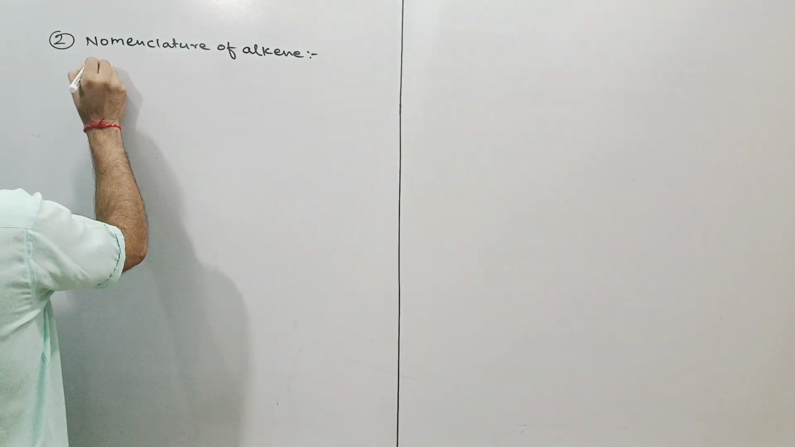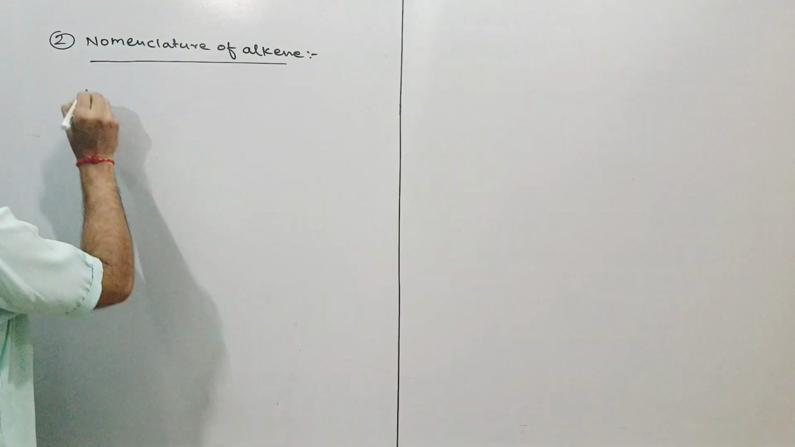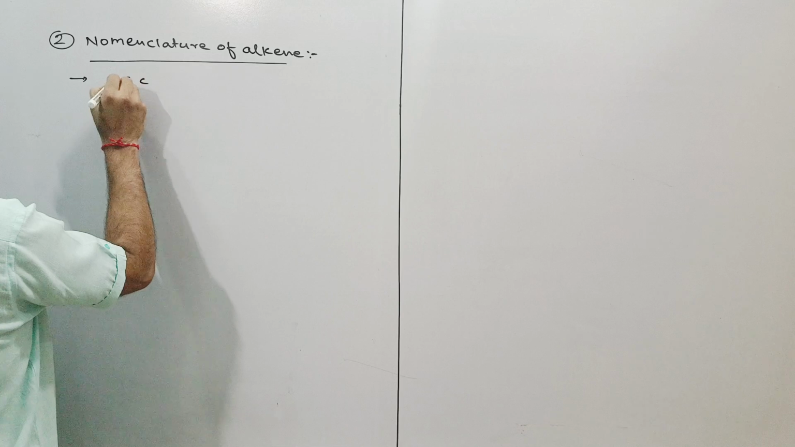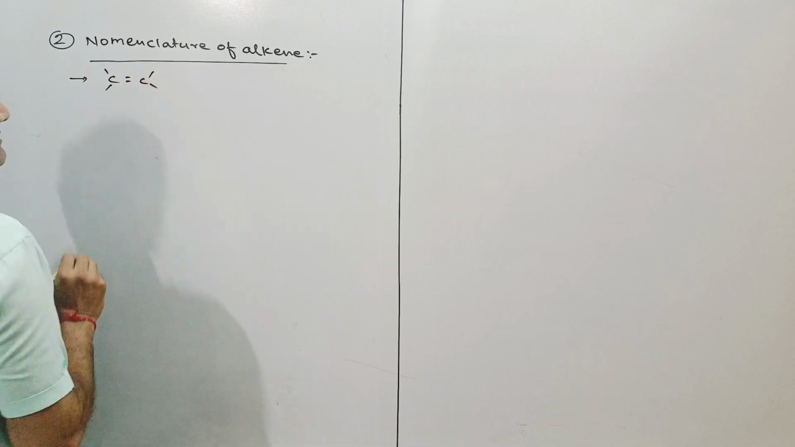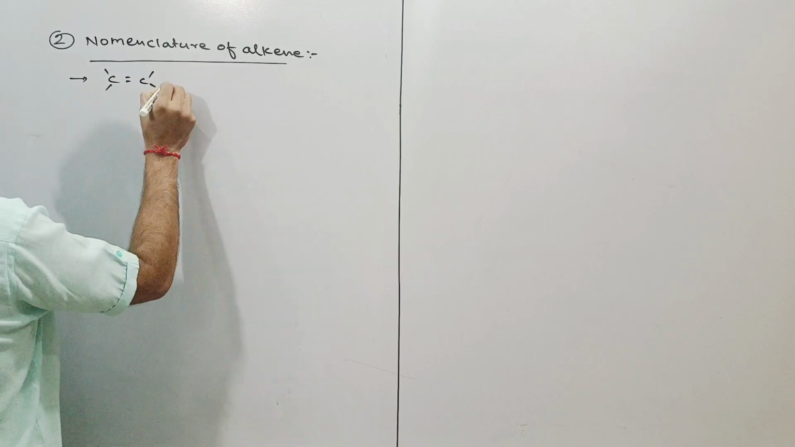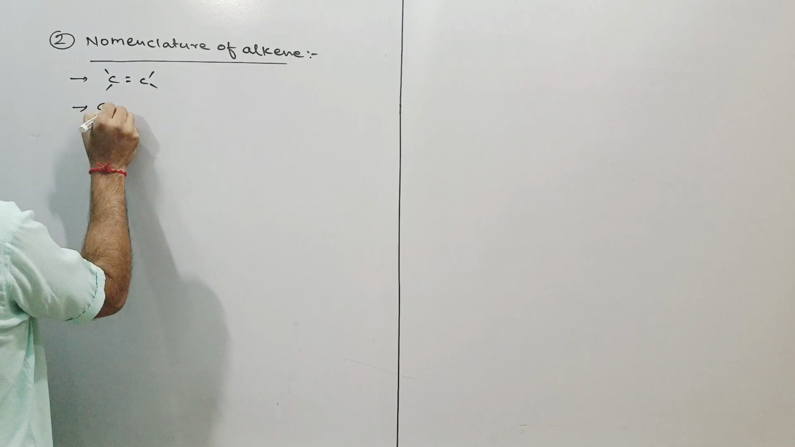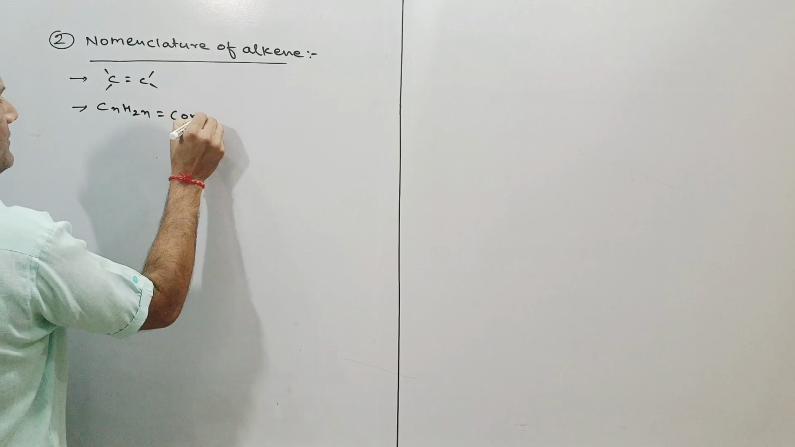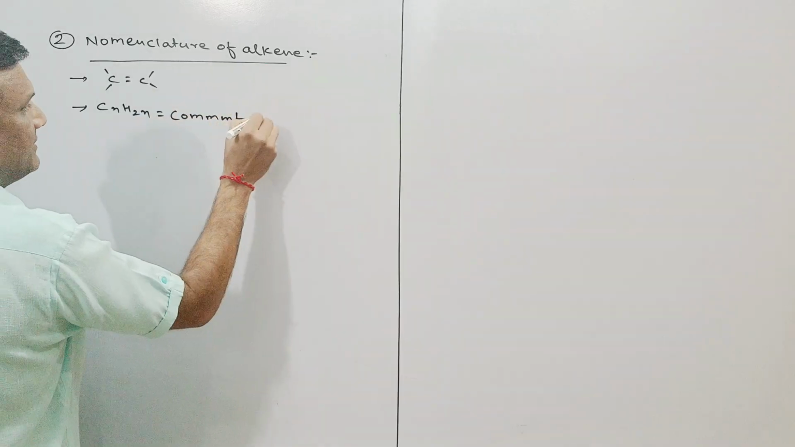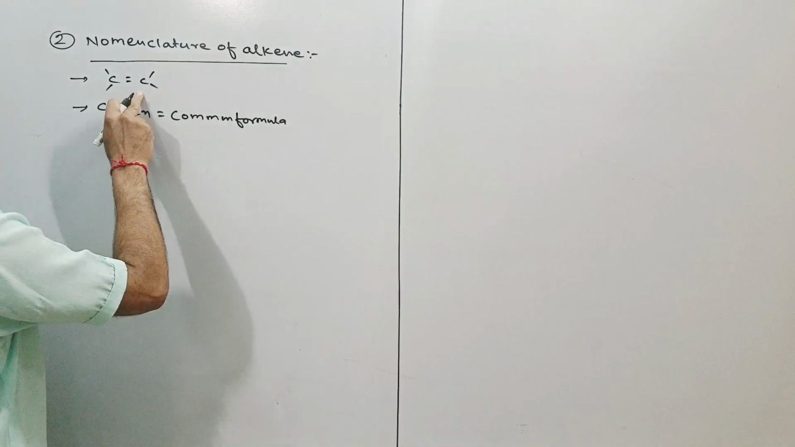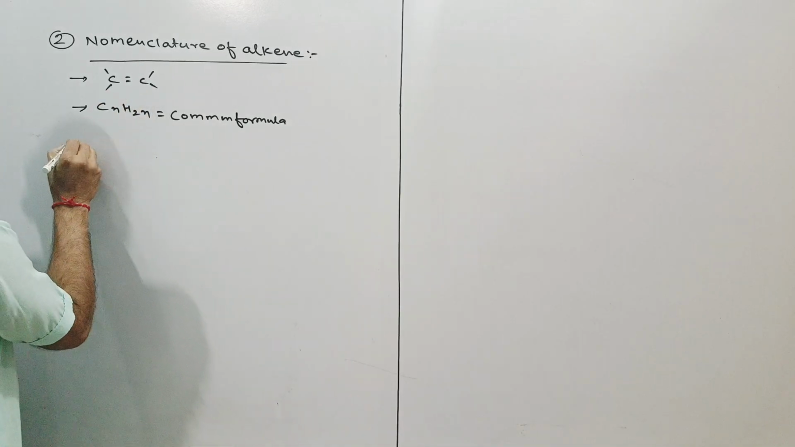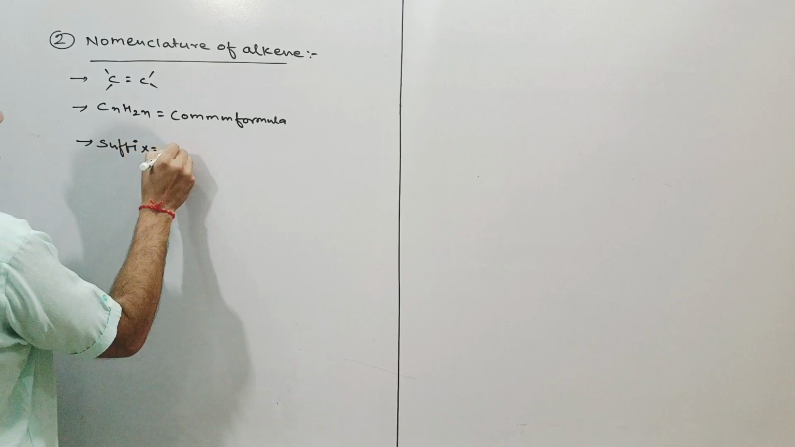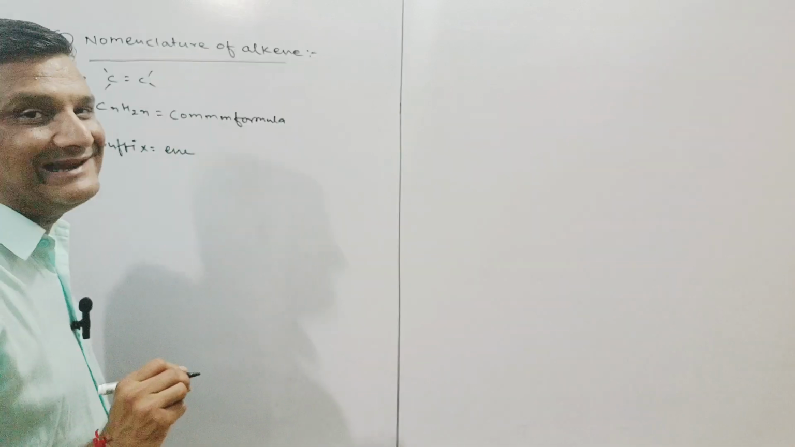Alkene means a hydrocarbon having at least one double bond between carbon and carbon. So this is basically the condition: at least one double bond between carbon and carbon. If we go with just alkene, then the general formula we have discussed is CnH2n as a common formula. This is regarding having at least one double bond between carbon and carbon, and the suffix according to the IUPAC system is -ene.